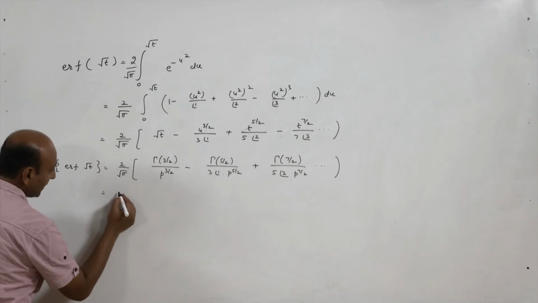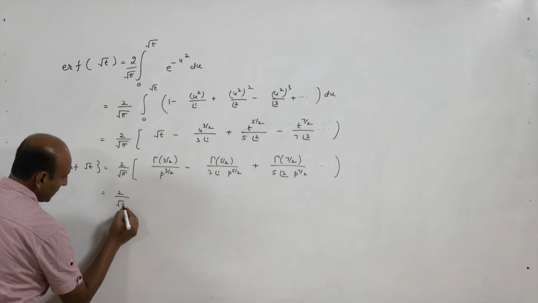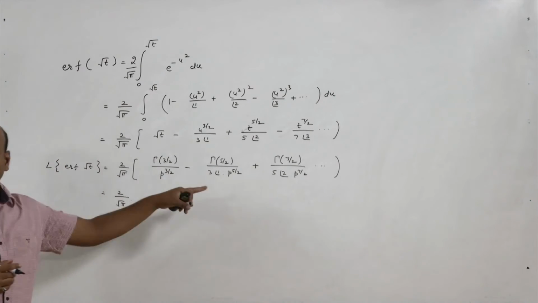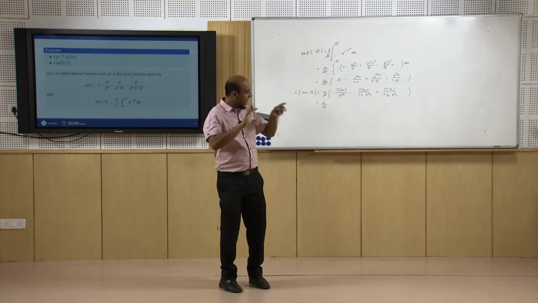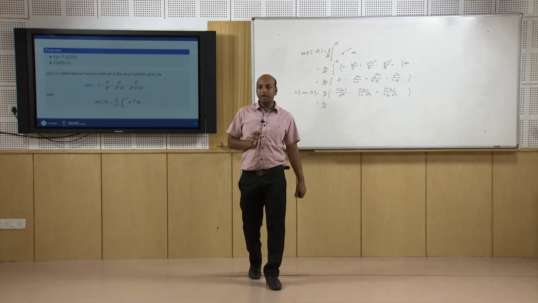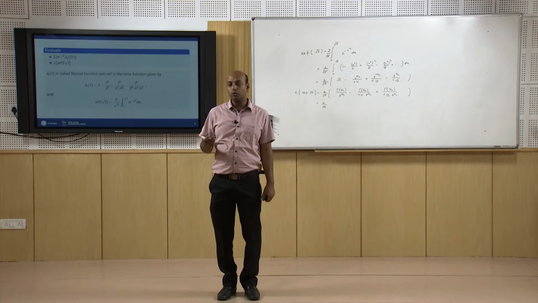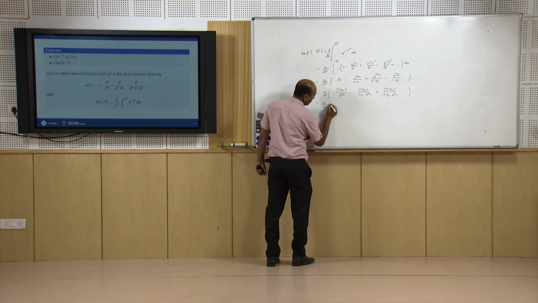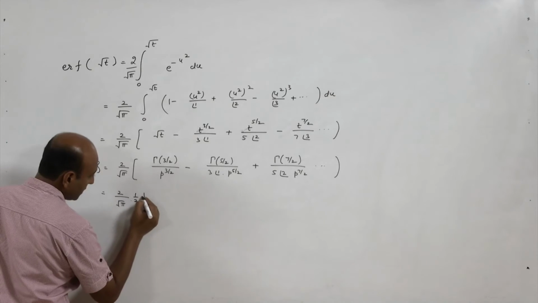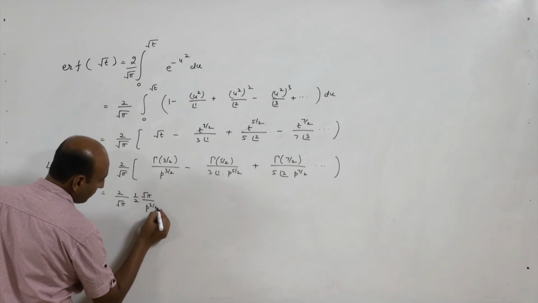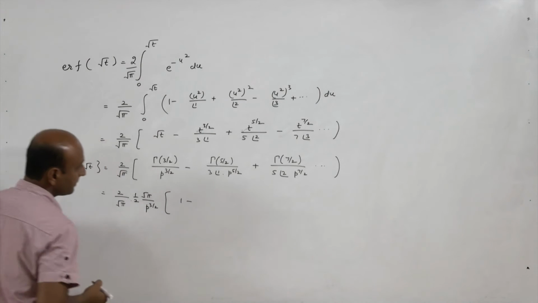This is nothing but again 2 upon the square root of pi. Take gamma 3 by 2 common and p to the power 3 by 2 common from the entire expression, from the entire series. Now, gamma 3 by 2 is nothing but 1 by 2 times the square root of pi. This we know, as gamma of n plus 1 is n gamma n. So, this is 1 by 2 square root of pi, this I have taken common, and also I have taken p to the power 3 by 2 as common, this is nothing but 1 minus.